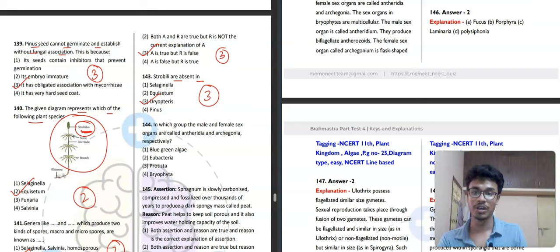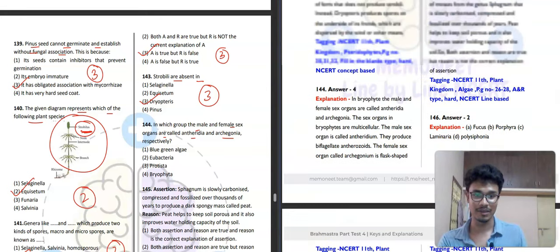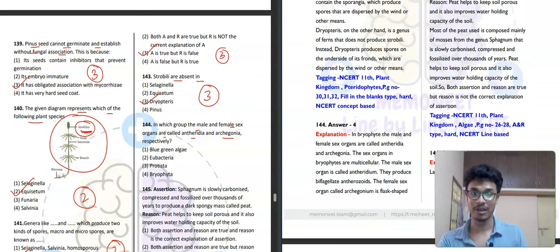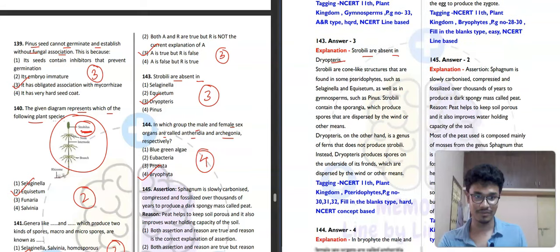In which group are the male and female sex organs called Antheridia and Archegonia respectively? Blue green algae, Eubacteria, Protista or Bryophyta? Antheridia and Archegonia are the terms basically used for bryophytes. So the fourth option will be our correct answer for this question. Moving towards the next question, 145.